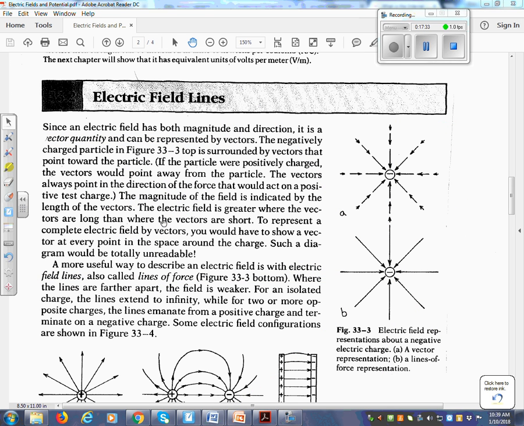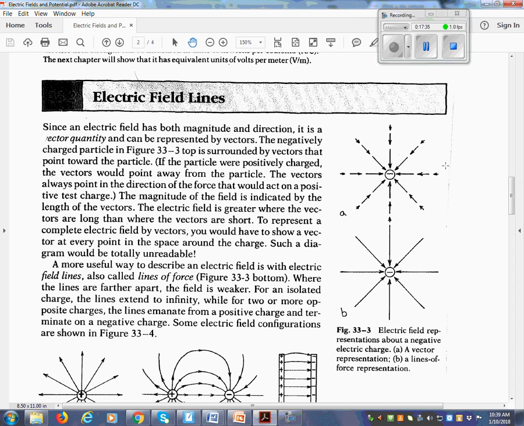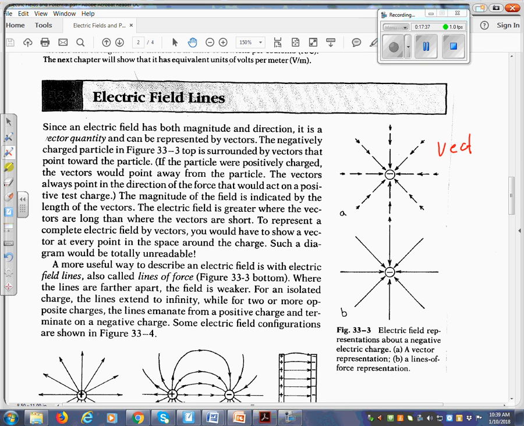Okay. So these ones here are vectors. Make sure you understand the difference. These ones here are field lines. Okay, so where the lines are farther apart, the field is weaker. For an isolated charge, the lines extend to infinity. While for two or more opposite charges, the lines emanate from a positive charge and terminate on a negative. So look at these pictures here.